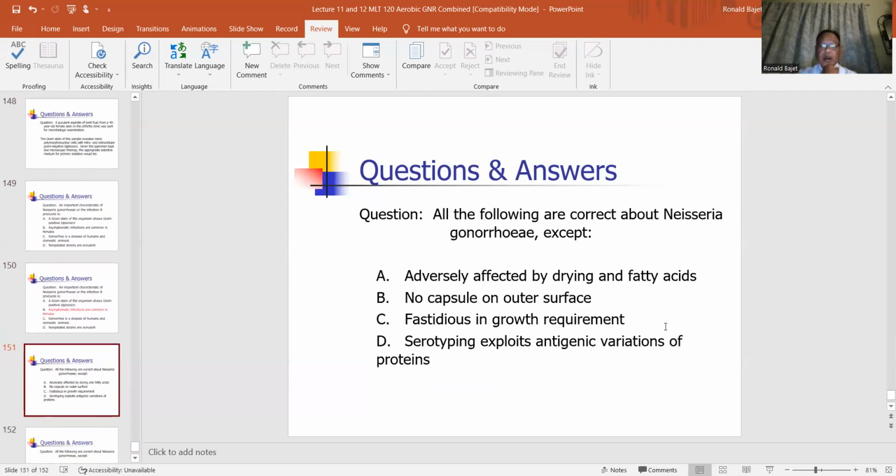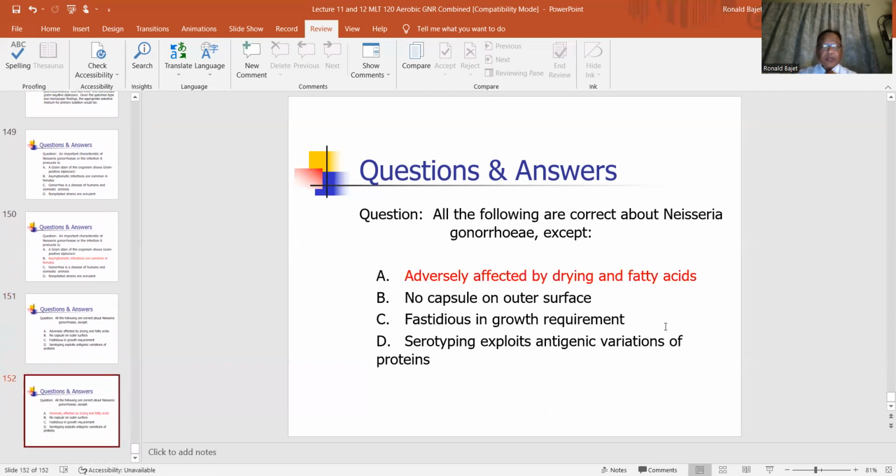All right, another question. All of the following are correct about Neisseria gonorrhoeae, except: adversely affected by drying and fatty acids, no capsule on the outer surface, fastidious in growth requirements, serotyping exploits antigenic variations of protein. So Neisseria gonorrhoeae is adversely affected by drying. It likes moist environments, and also fatty acids are used as an inhibitor. And that's it for the aerobic gram-negative rods, lectures 11 and 12.